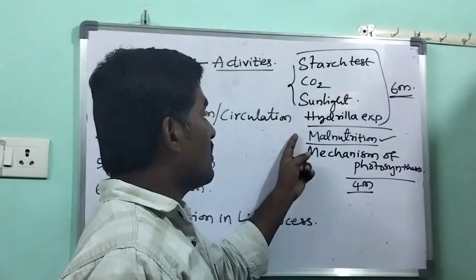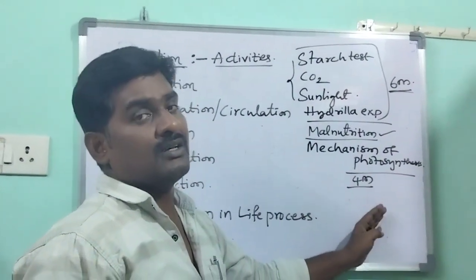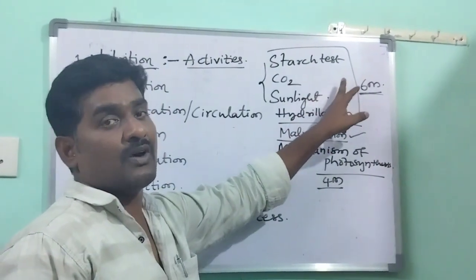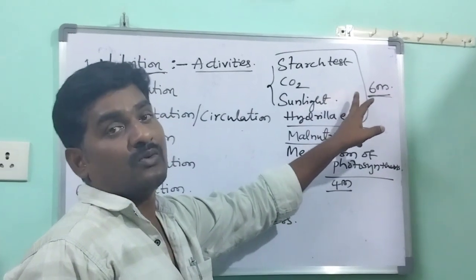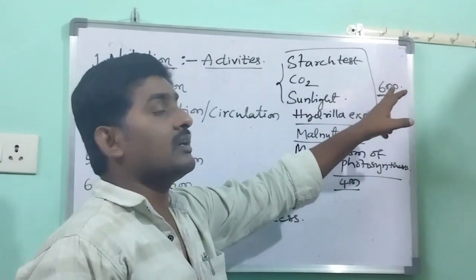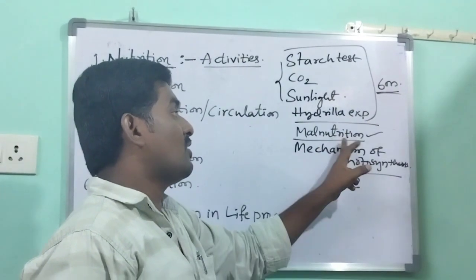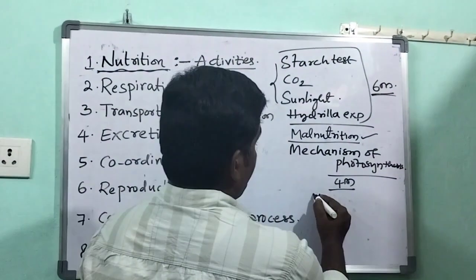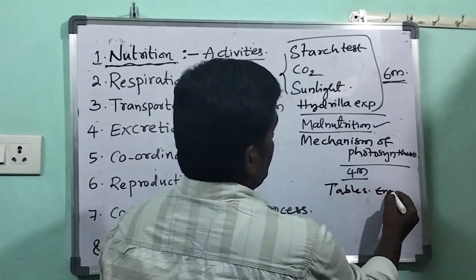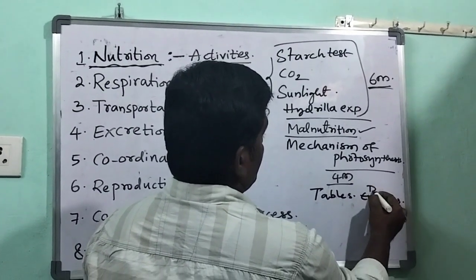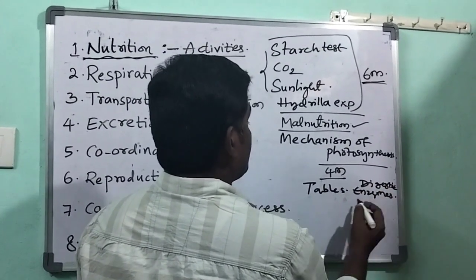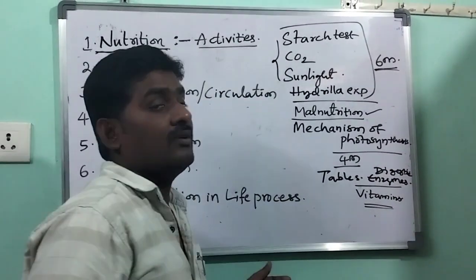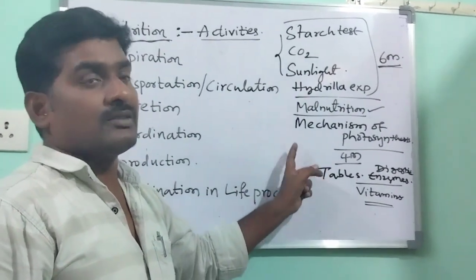Okay, so these are the important topics in your first chapter. Please read carefully. Again, I am telling you: presence of starch test, carbon dioxide is necessary to form starch, sunlight is necessary to form starch in green plants, Hydrilla experiment, malnutrition, deficiency diseases, mechanism of photosynthesis, and tables. What tables are there? The enzymes table, the digestive enzymes table, and also the vitamins table. So these are the important topics from your first chapter to get good marks.